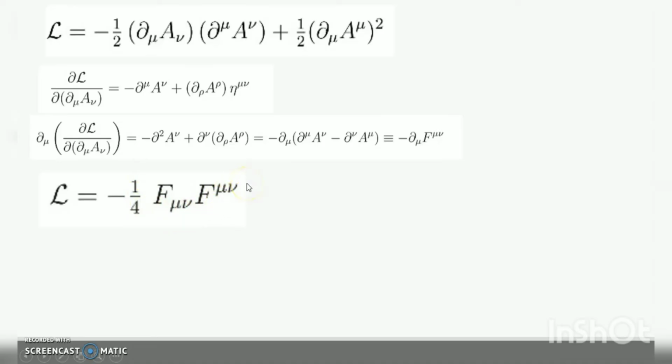F^{\mu\nu}. This is very easy, because this is F with subscript mu nu and F with superscript mu nu. Okay, all the subscripts and superscripts, I think you know, because I have already discussed them in my differential geometry course.